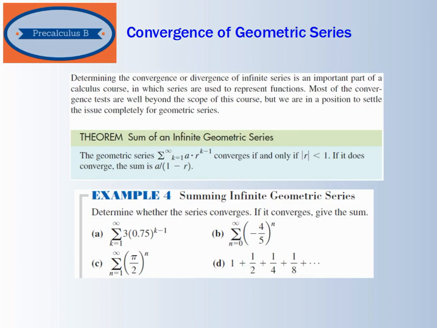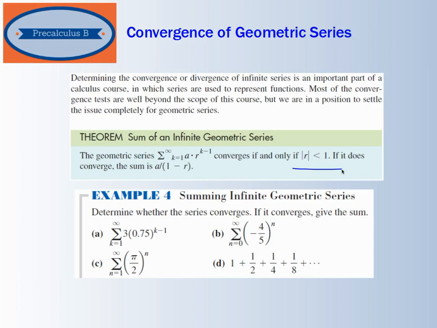We would say that a geometric series from k equals 1 to infinity of a times r, which is the rate, to the k minus 1, converges if and only if the absolute value of r is less than 1. If that rate is not between -1 and 1, right? The absolute value has to be less than 1, and if it is, then it will converge. And the sum is just going to be that first term a divided by 1 minus r.